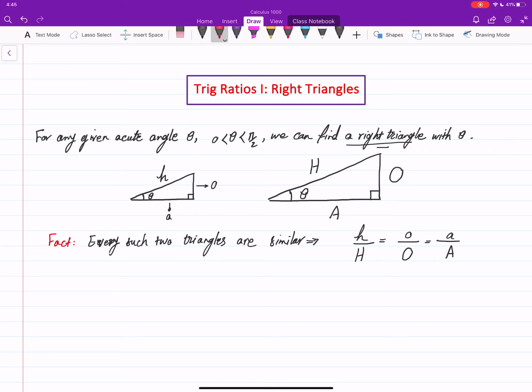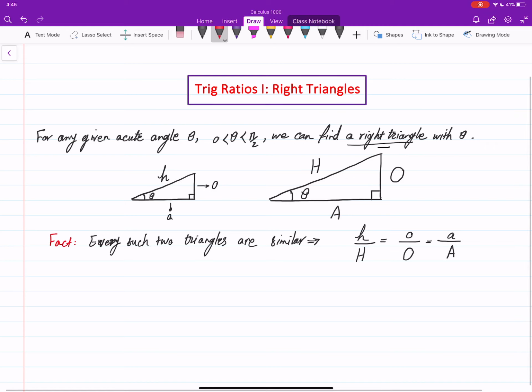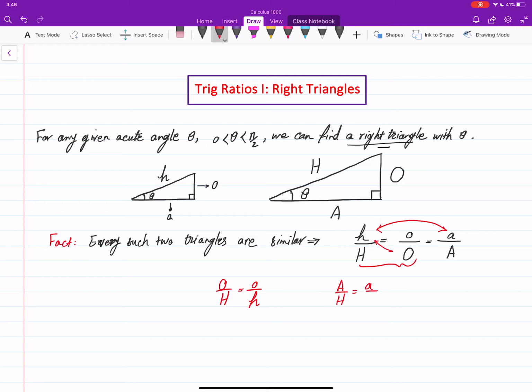What does it give us? If you take this equality and switch O and H, you see that O over H, the length of the opposite side over the hypotenuse, in both of these triangles, this ratio is the same thing. You can also take these two, and you will see that the ratio of the adjacent over hypotenuse for these two triangles, or any two triangles with this property, are the same.